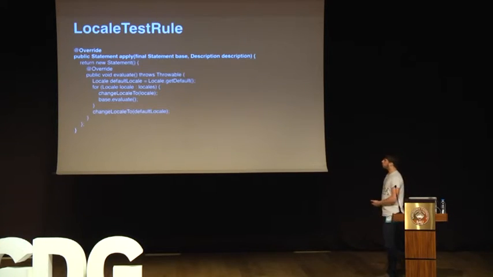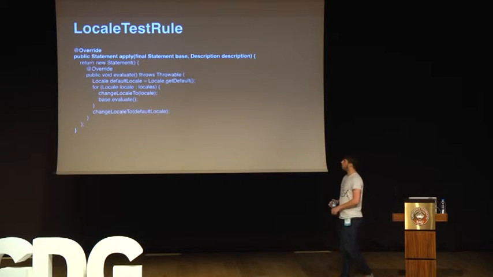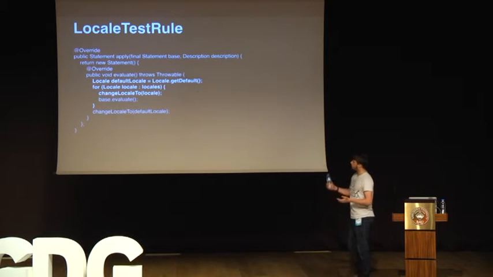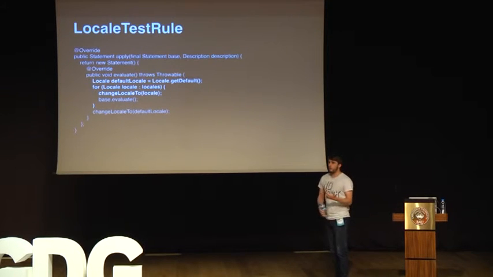So the custom test rule looks like this. Basically, to write a custom test rule, you just implement TestRule, and you have to implement this method. You return a new statement, and here what we do is change the locale. We get the default locale, the actual locale of the device.